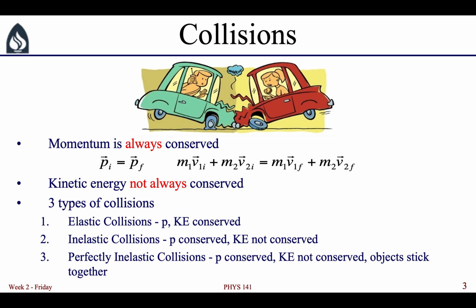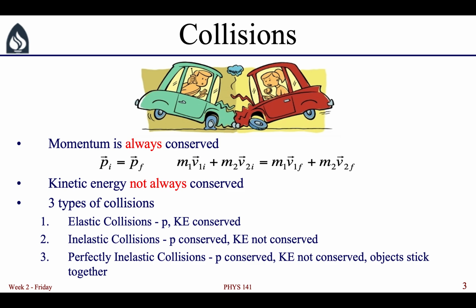So momentum is always conserved in collisions, which means you can always write down that the sum of the momenta of the objects involved in the collision before is equal to the sum of the momenta after the collision. Kinetic energy, however, is not always conserved, and this is because kinetic energy can turn into other forms of energy during the collision. So we can break down collisions into different types.